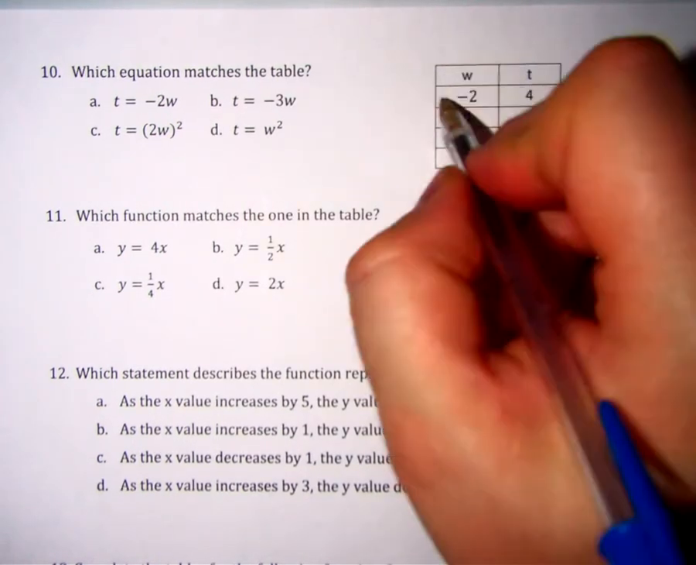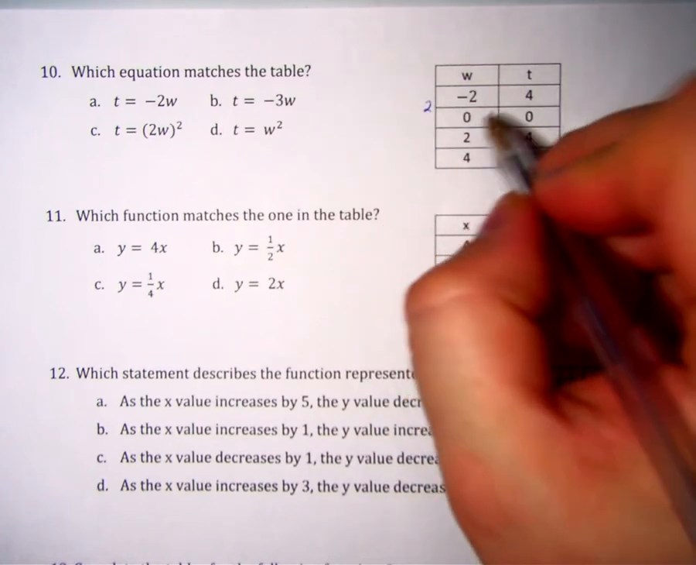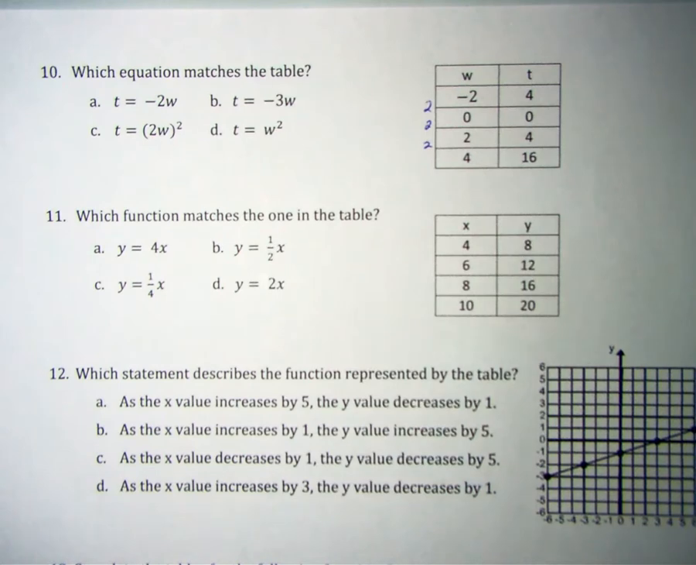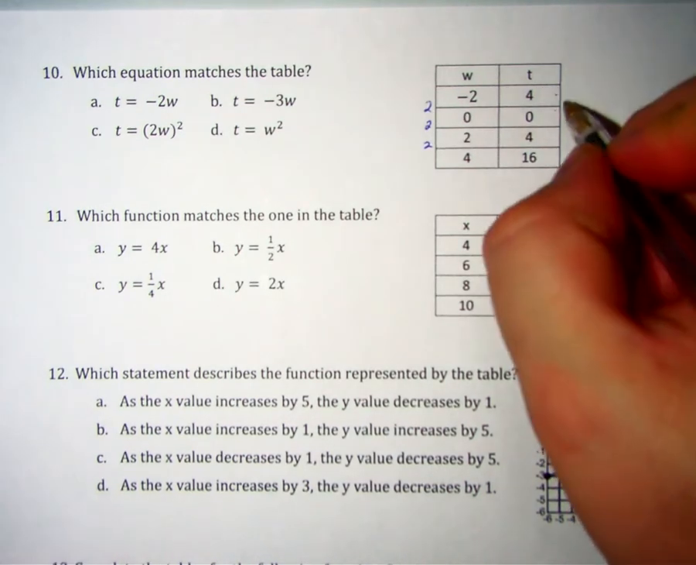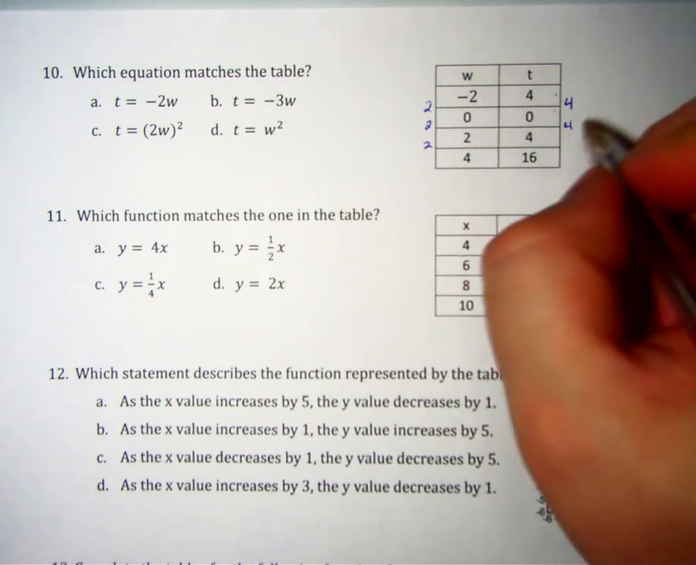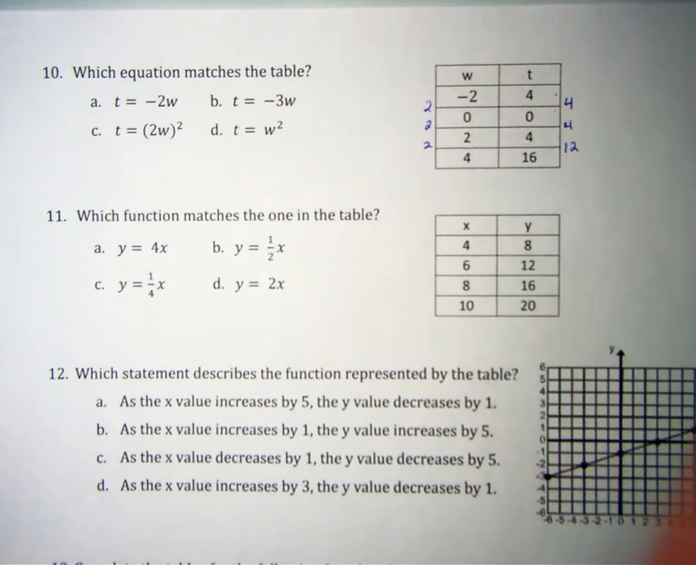So 2 to 0, that's a change of 2. 0 to 2, that's a change of 2. 2 to 4, that's a change of 2. So my x values are each changing by 2. 4 to 0 is 4. 0 to 4 is another 4. 4 to 16, however, that's 12. Which means we don't have a constant rate of change.